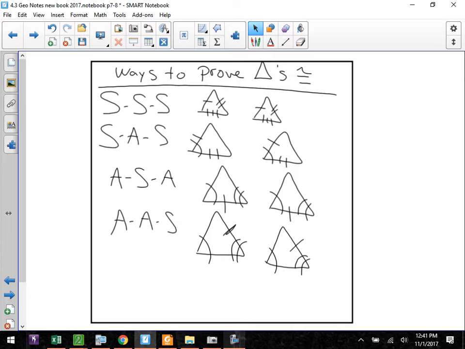Three sides in a row, that's pretty easy. Two sides, an angle in between. Two angles, a side in between. Two angles and a side after. Or two angles and a side before. Angle, angle, side is the same thing as sides, angle, angle. There's just no angle, side, side.